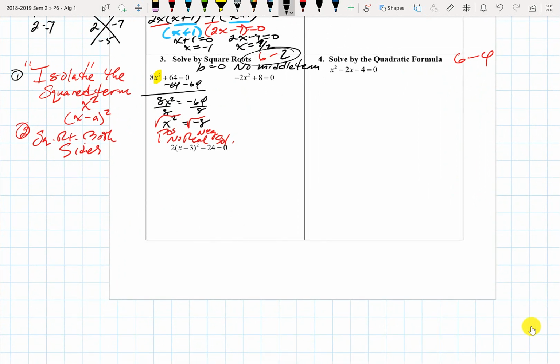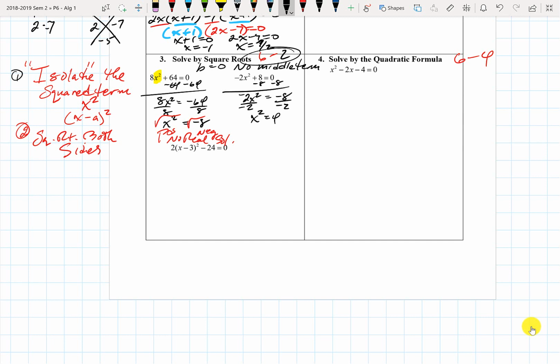So on this one here, isolate the x squared term. So subtract 8. Add the opposite. So you get negative 2x squared equals negative 8. And by the way, some people just saw that, end up with a negative here, and they said no real solution. No, you got to think about it. You got to isolate the squared term. So you're not done yet. You got to divide by negative 2, and you get x squared equals 4.